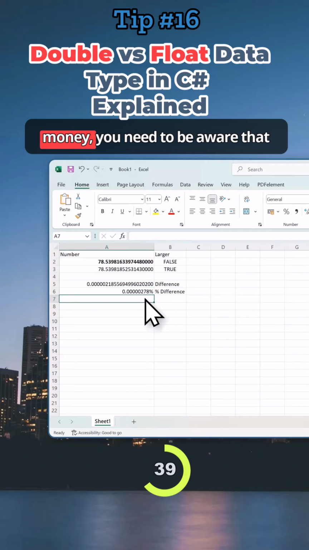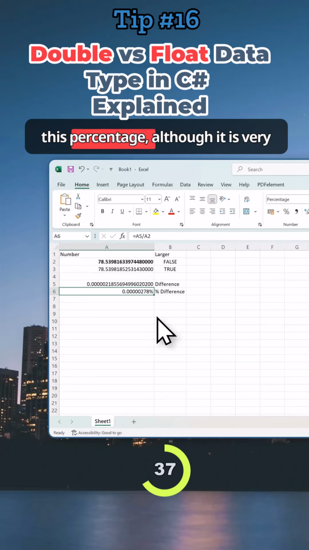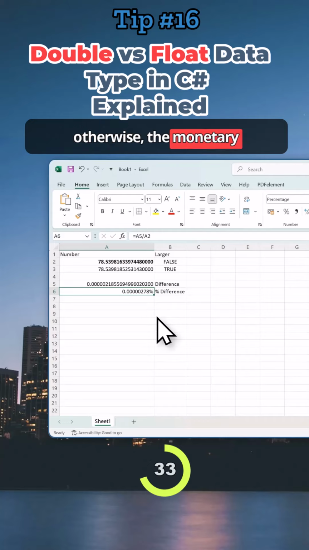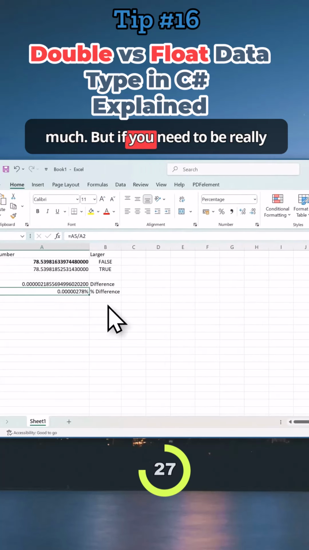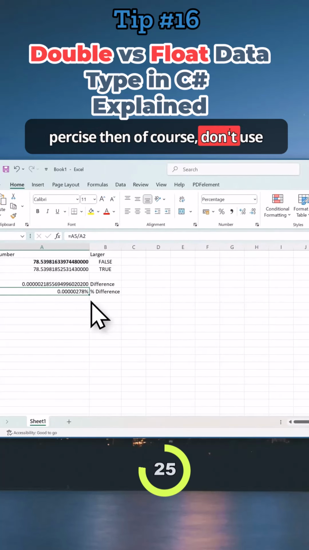However, when working with money, you need to be aware that this percentage, although it is very low, still matters, because otherwise the monetary calculations, depending on how large the number is, could be significant. So that's why in this situation, it doesn't matter how much, but if you need to be very precise, then of course don't use float.